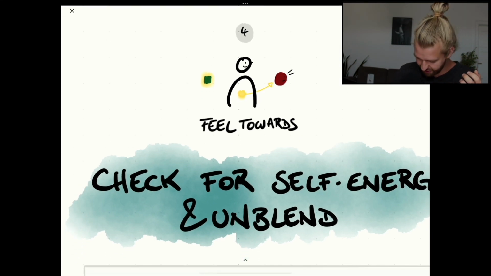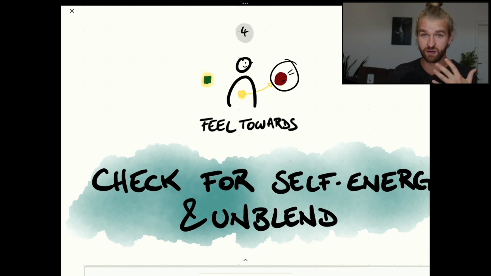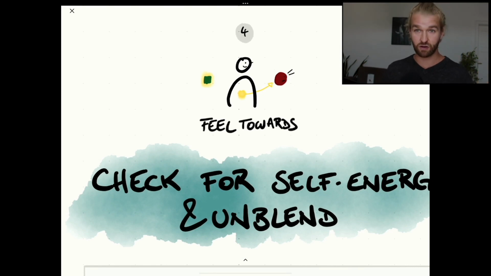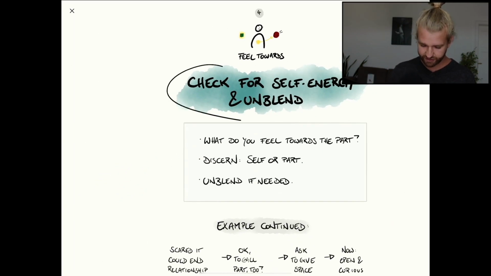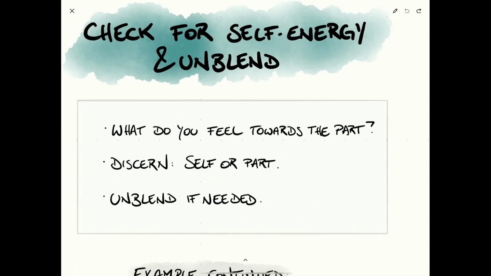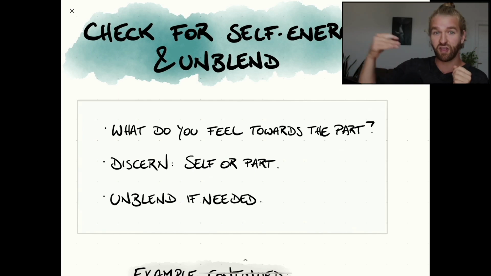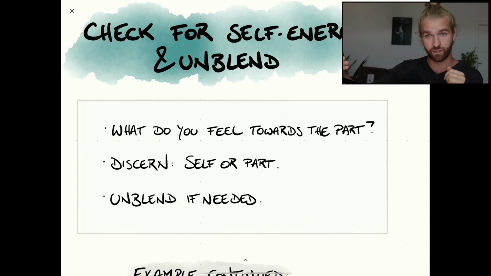What happens here is we've identified a part, we've learned about it, and now we get to the next phase of exploring with this part, which is checking for self-energy and unblending if needed. The classic IFS question that is asked here is, once we've learned about the hothead, once we know what it's doing, what is important to it, what do you feel towards the part? What do you feel towards the hothead right now?